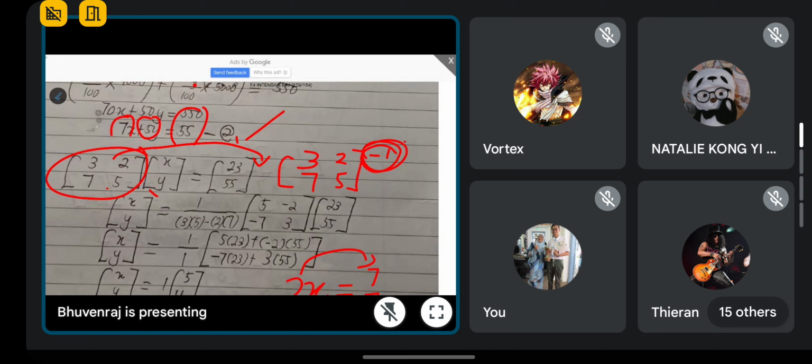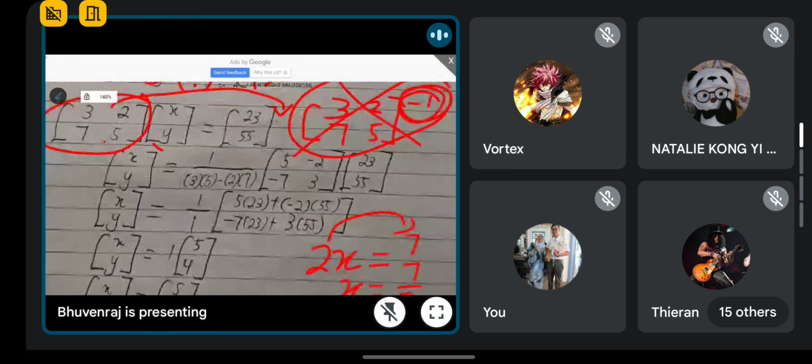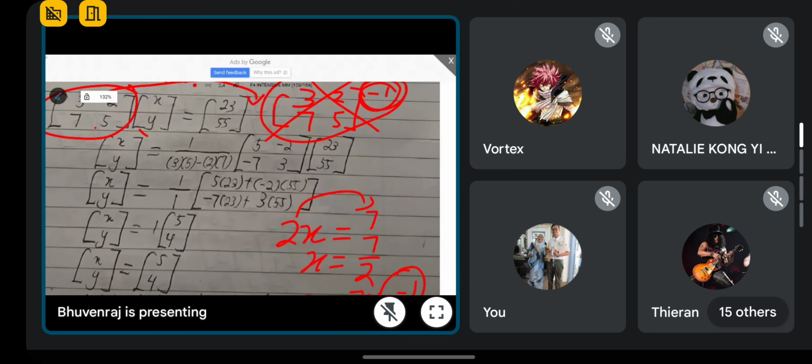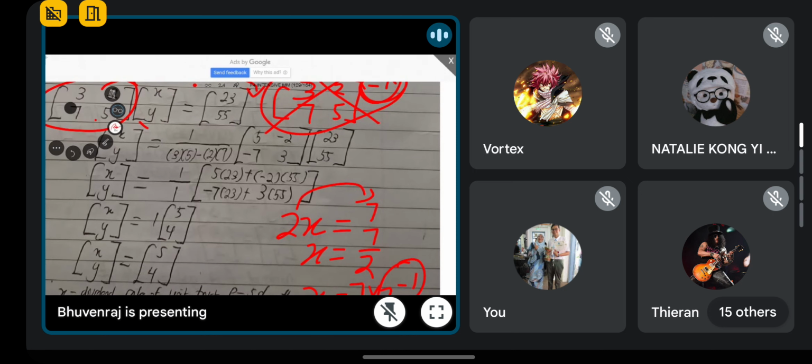Yang ni tak perlu tulis. No need, because it doesn't give you marks. Don't write, because you can save your time a bit. Boleh jimat masa. So next, this one, you must know the matrix multiplication, this part.